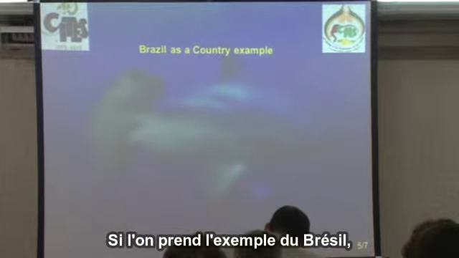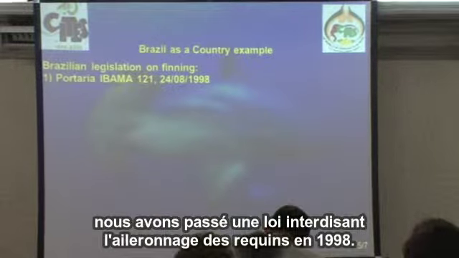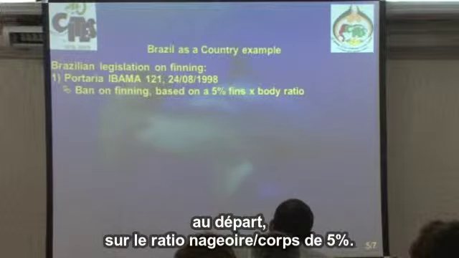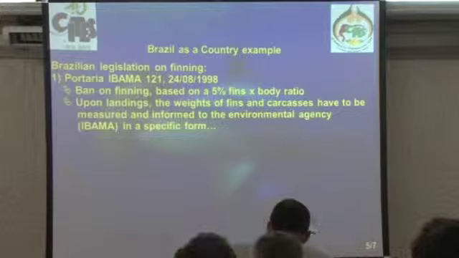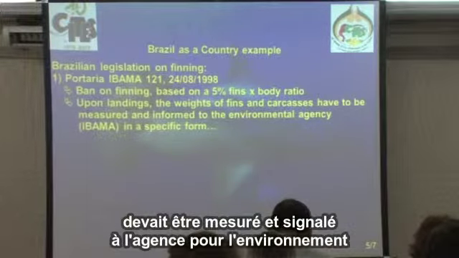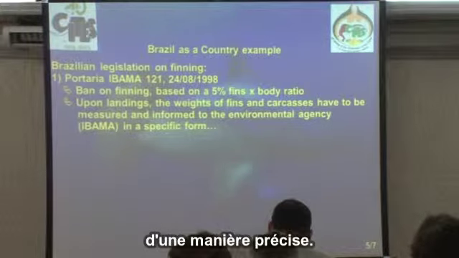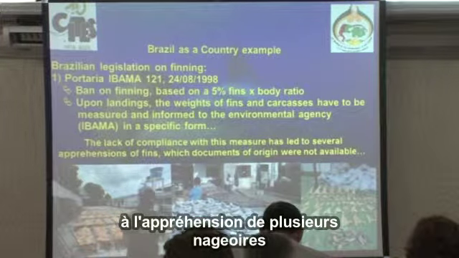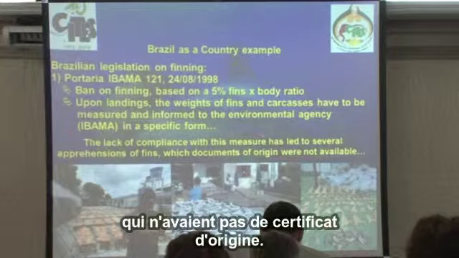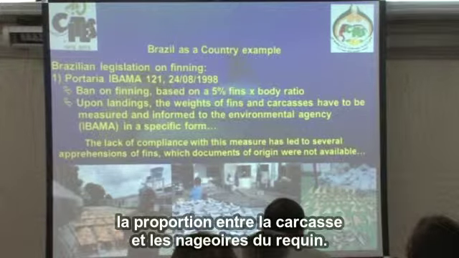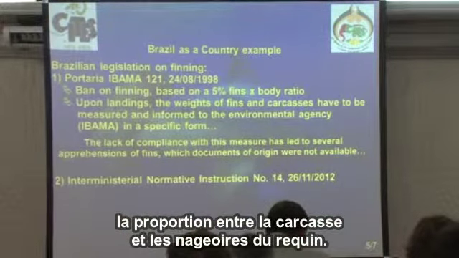And taking Brazil as an example, we adopted legislation banning shark finning in 1998. That was based, as usual, initially on the 5% fins to body ratio. Upon landings, the weights of the fins and carcass had to be measured and informed to the Environment Agency in a specific form, and the enforcement of this measure has led to several apprehensions of fins for which documents of origin were not available. But there were a lot of difficulties to ensure the proportion between the shark carcass and the shark fin ratio.